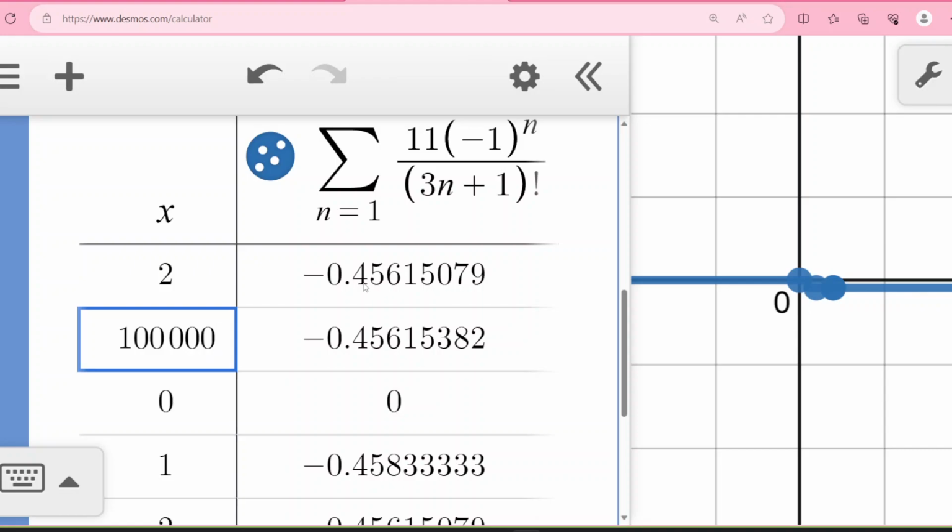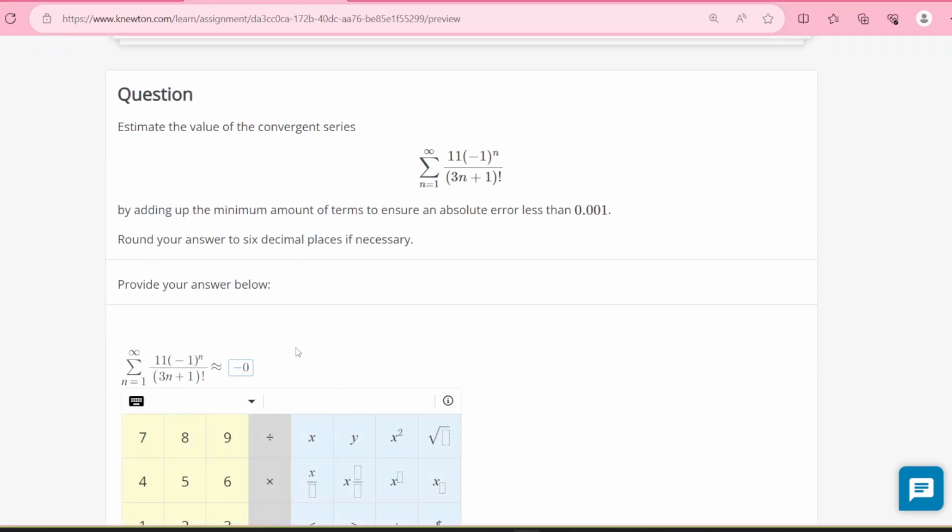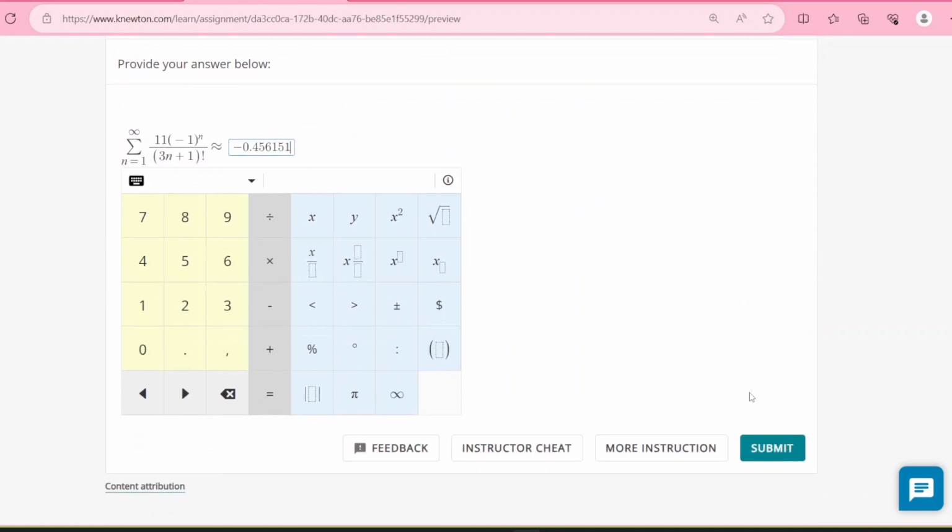If I were to subtract these values, look, they're definitely within 0.001 of each other. In fact, the sum of the first 2 terms is actually accurate to the first 5 decimal places, 0.45615. So the error is definitely less than 1,000th, right? But they want us to just do the minimal amount, right? I would only need to add up the first 2 terms, and rounding that to 6 decimal places, get negative 0.456151. So back here, this sum is approximately negative 0.456151 when rounding to 6 decimal places.